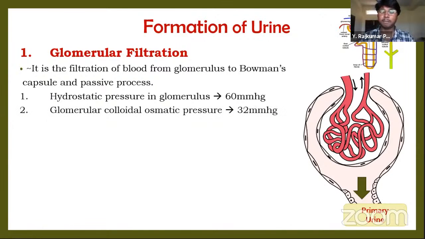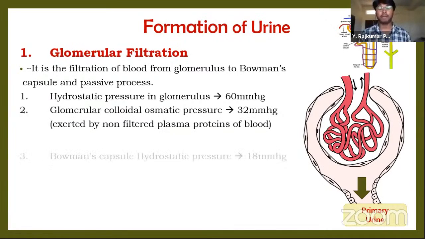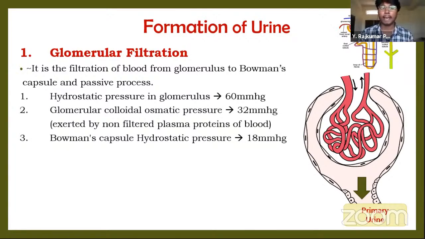The next pressure which is applied in the glomerulus is the glomerular colloidal osmotic pressure. This colloidal osmotic pressure is created by the concentration gradient. The differences in the concentrations can produce some kind of pressure. That's called osmotic pressure. This is around 32 mmHg. The next pressure which is applied is the Bowman's capsule hydrostatic pressure, which is 18 mmHg.